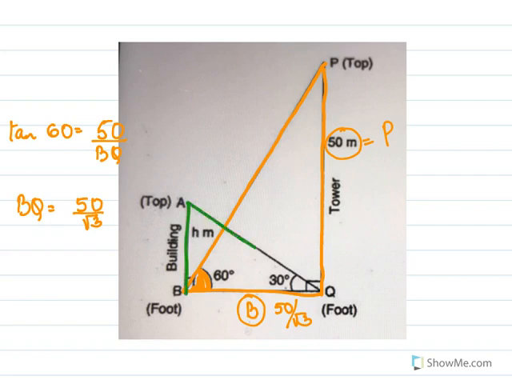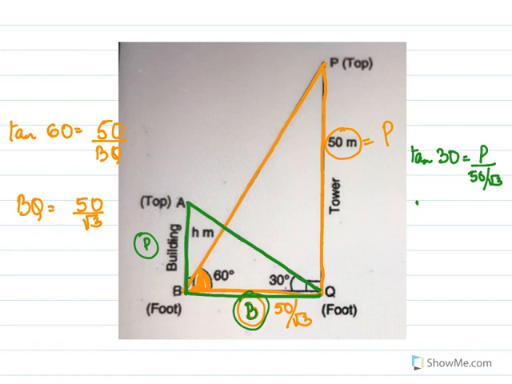Then we took the other triangle with 30. Now in this triangle of 30 also, this was the perpendicular and the base was the same. So we did tan 30, perpendicular, which we don't know, and the base in this case was 50 over root 3. And we solved this. 1 over root 3, which is tan 30, is perpendicular over 50 over root 3. And we got here 50 over 3 as the perpendicular, which is the height we required, the height of the building.